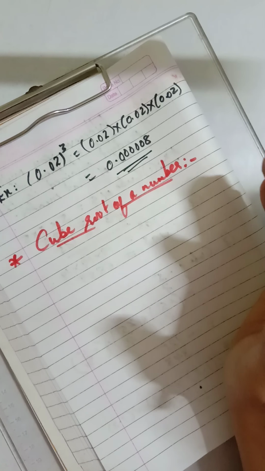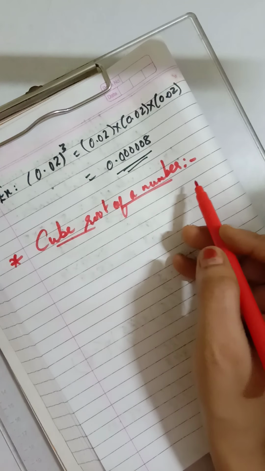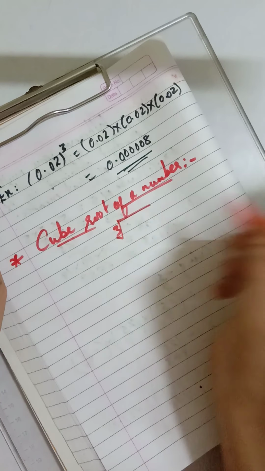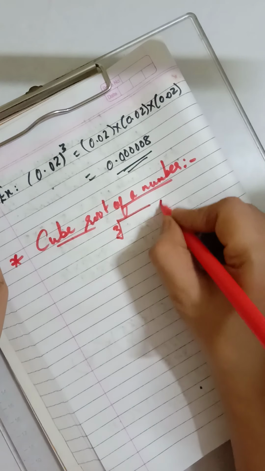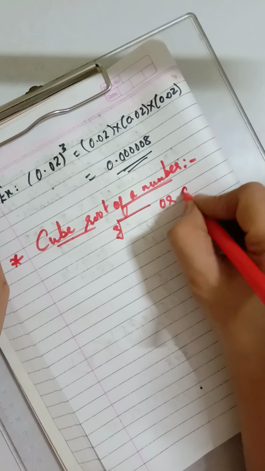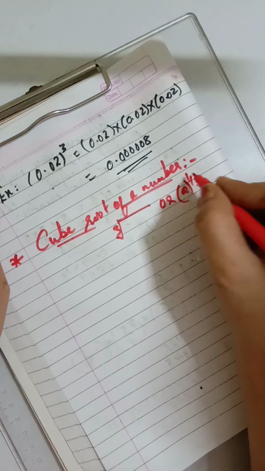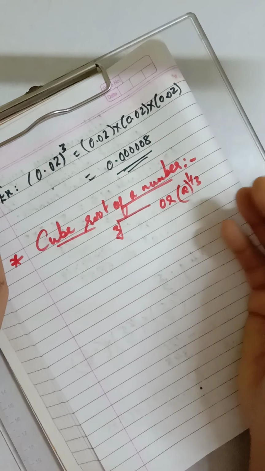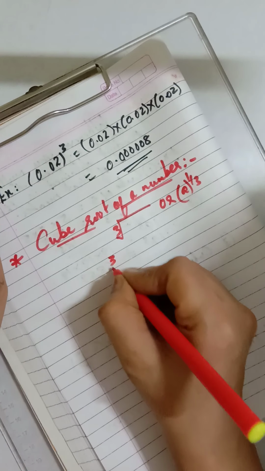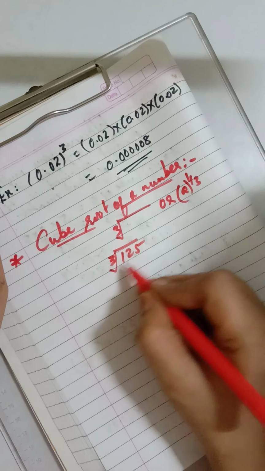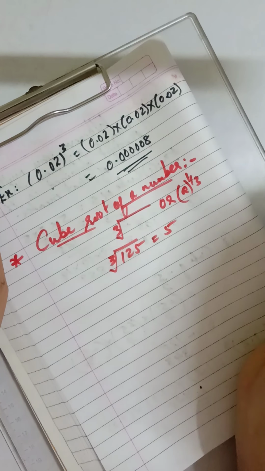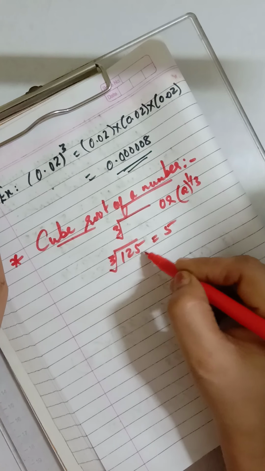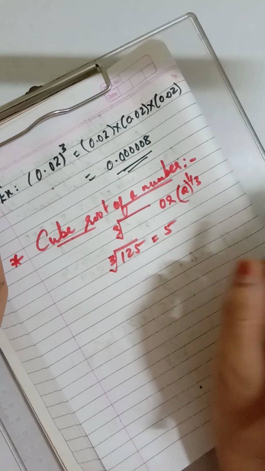Now let's start to learn to find the cube root of a number. First thing children, remember the symbol used for cube root. Or you can write any a raised to 1 upon 3, that means 1 upon 3 represents the cube root. Suppose you have to write cube root of 125, you will write it in symbol like this, and we know cube root of 125 is 5. How to read it: cube root of 125 is 5.